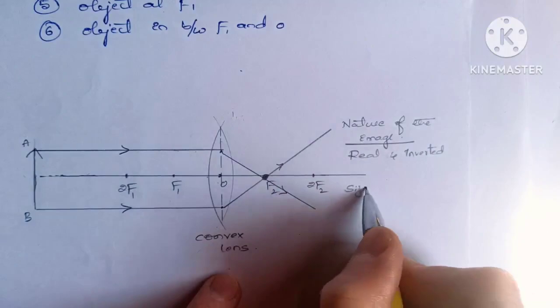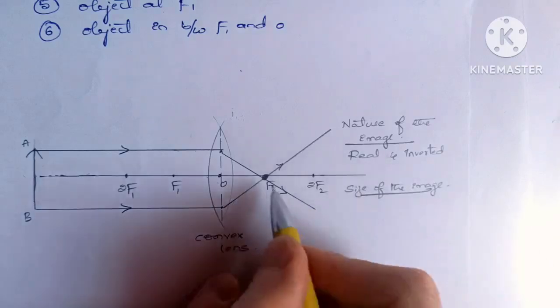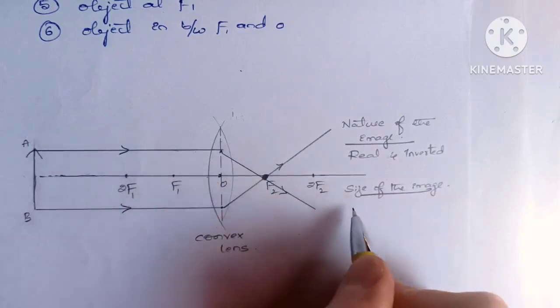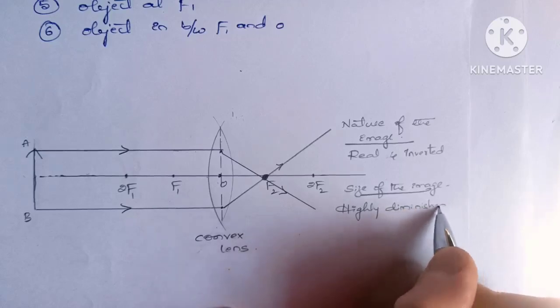And now next, size of the image. So see, what is the size here? Point sized. And this point-sized image in standard terms we can say highly diminished. Highly diminished means point-sized image.